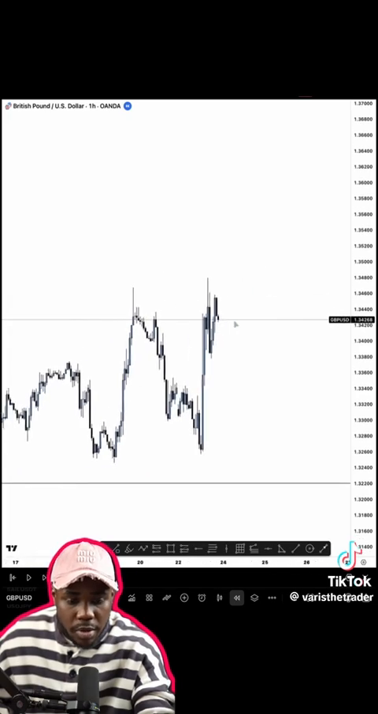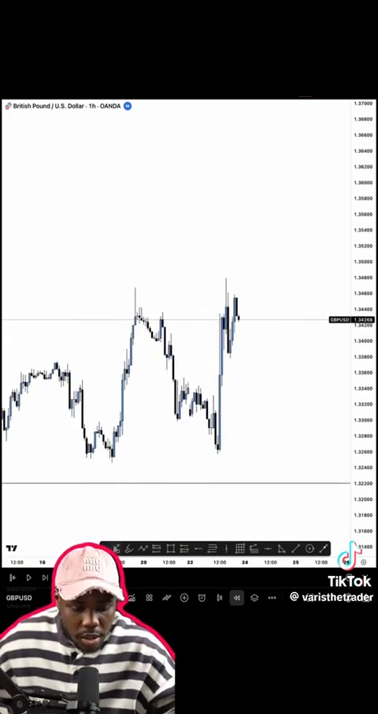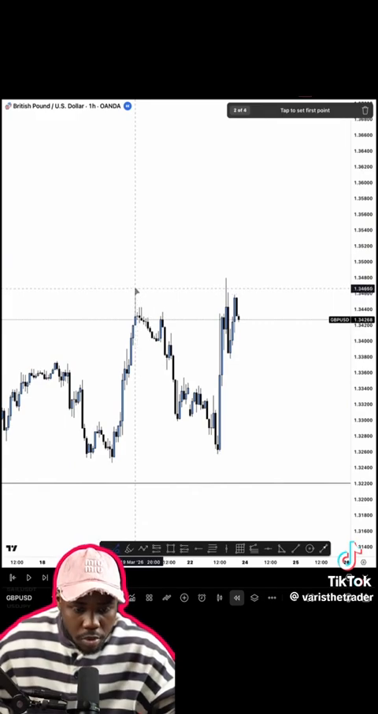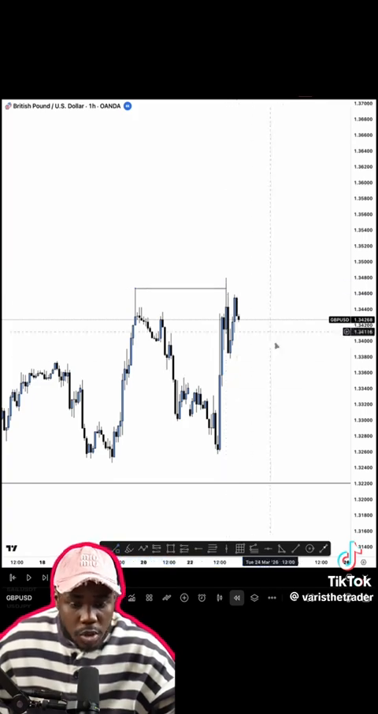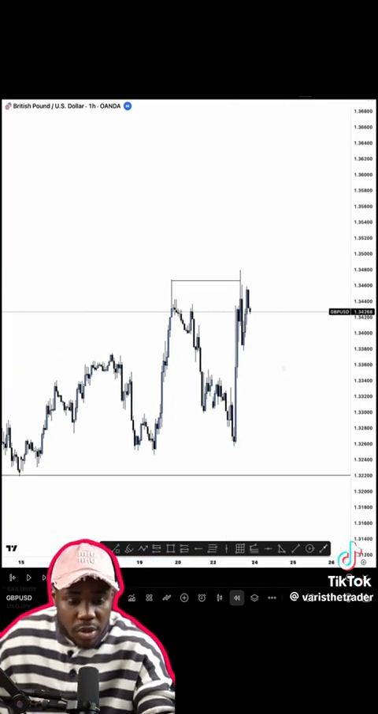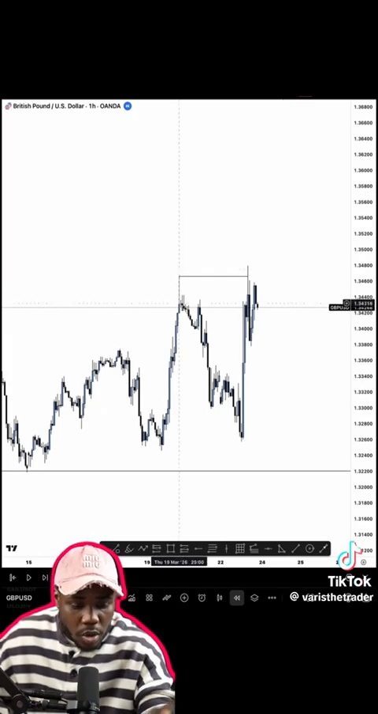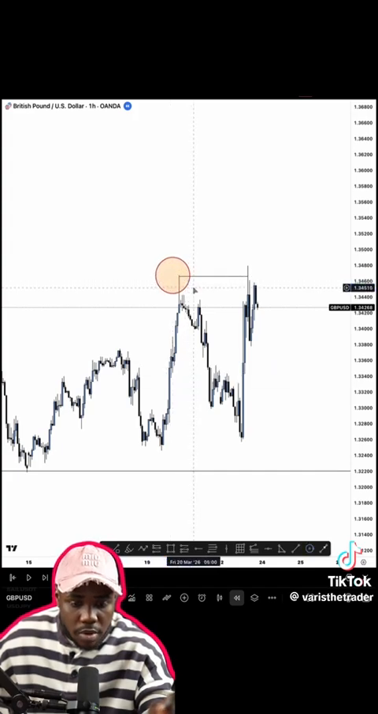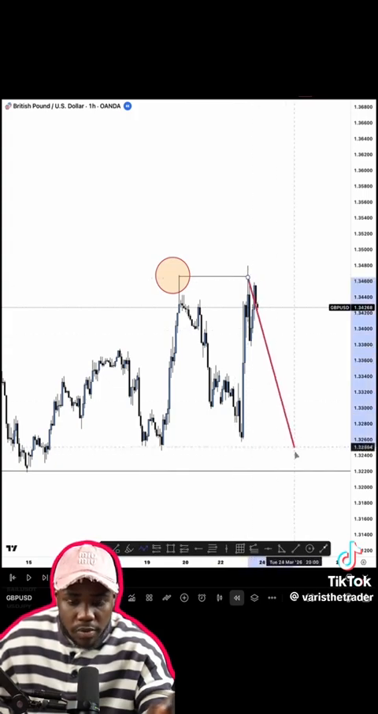So in the 1 hour time frame, I can clearly see a sweep over here. All right. A sweep is usually a strong sign that market is ready to move in the opposite direction, because it has collected all the liquidity above this level. So it means that the market is ready to push down from this level to this level.